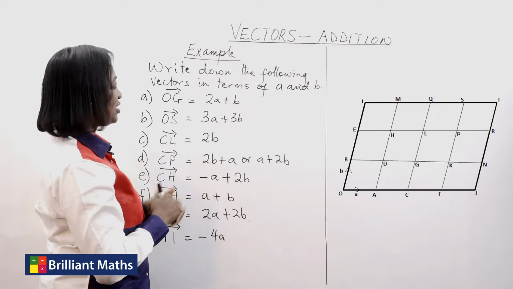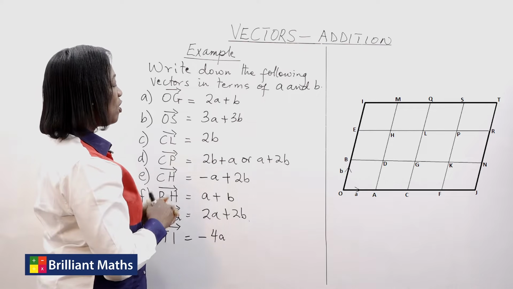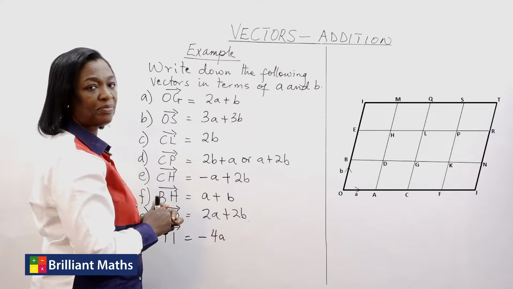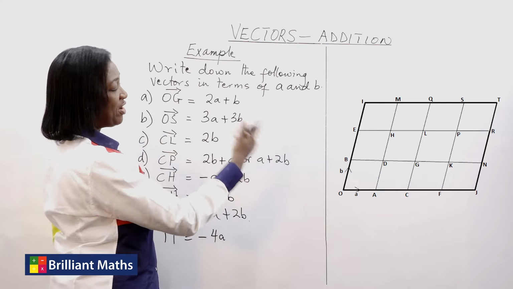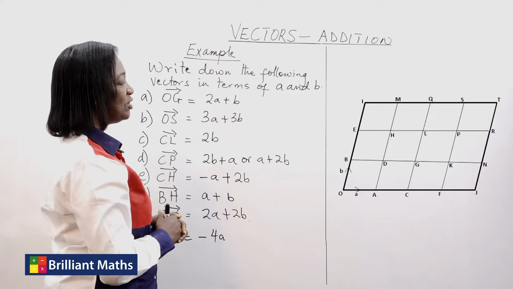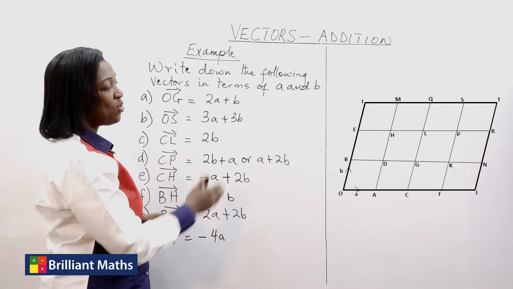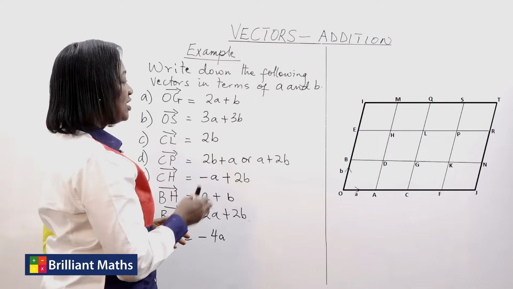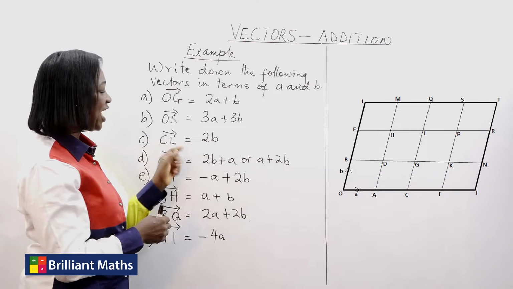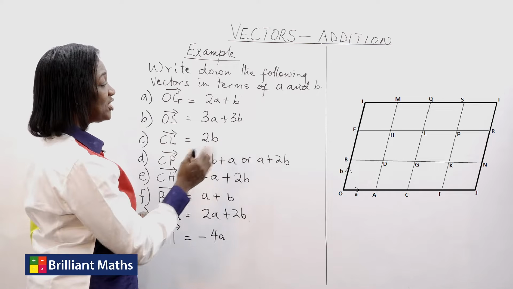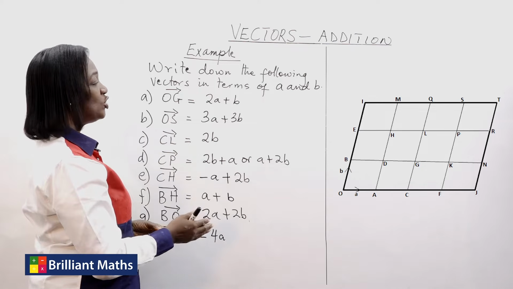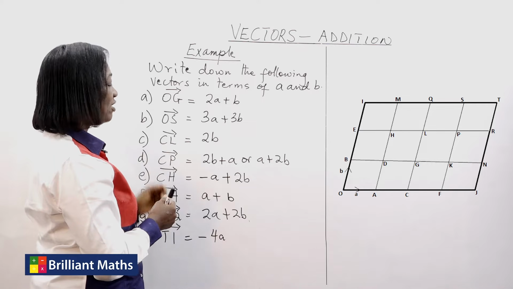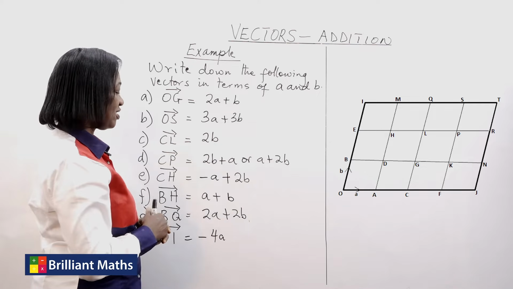The next is OS. OS, you're going to go 3 steps in the direction of A and then 3 steps in the direction of B. So the vector OS is equal to 3A plus 3B. The next is the vector CL. The vector CL is simply going 2 steps in the direction of B. So CL is equal to 2B.